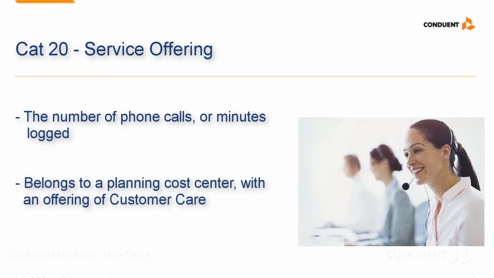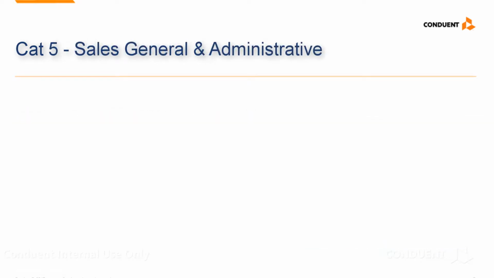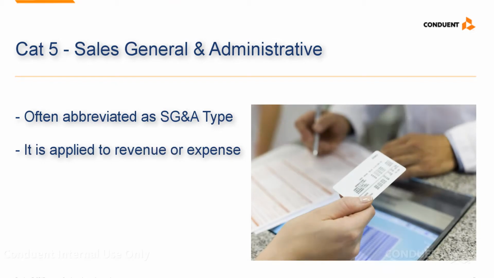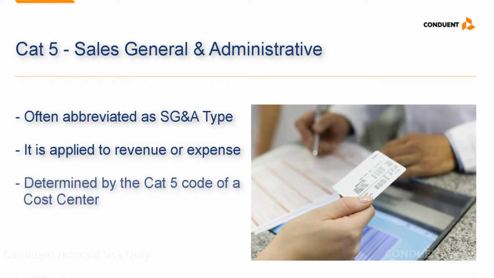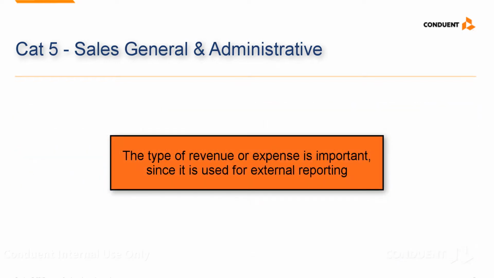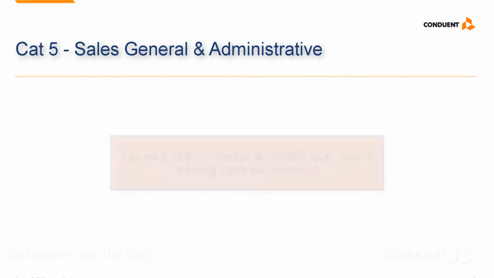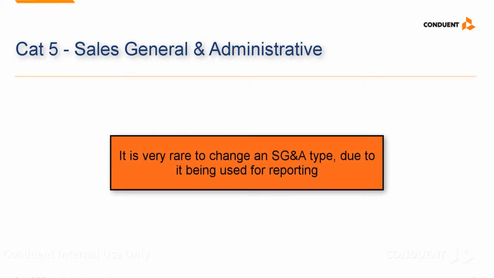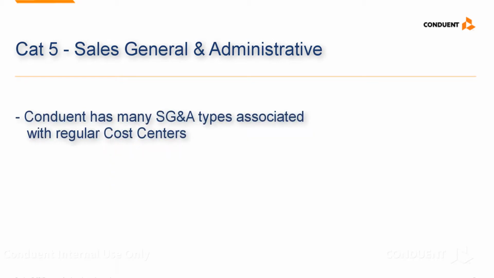The last of the 4 CAT codes is the Sales, General, and Administrative type, often abbreviated as SG&A type. The type is applied to revenue or expense and is determined by the CAT 5 code of a cost center. The type of revenue or expense is important as it is used for external reporting. It is very rare to change an SG&A type.